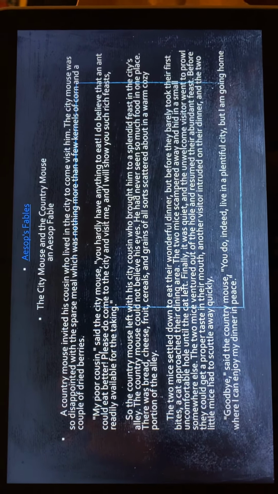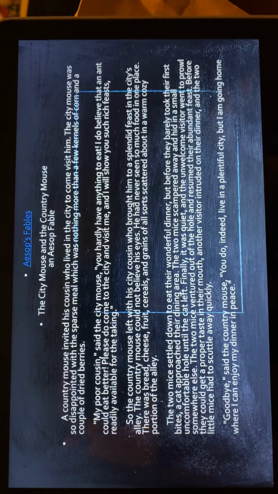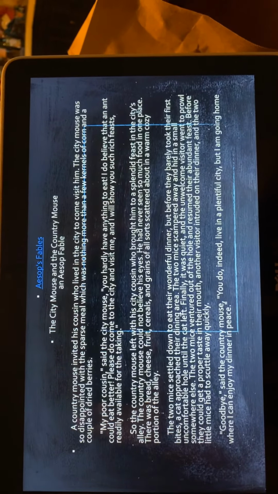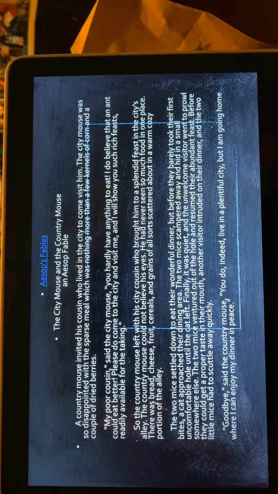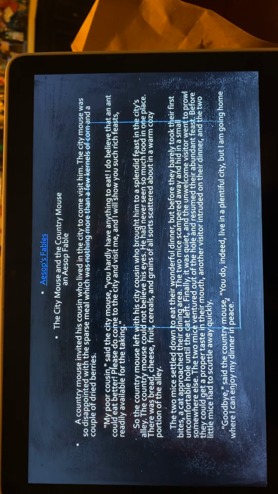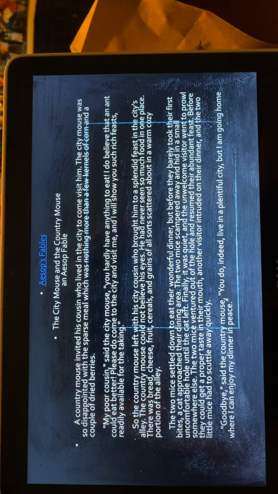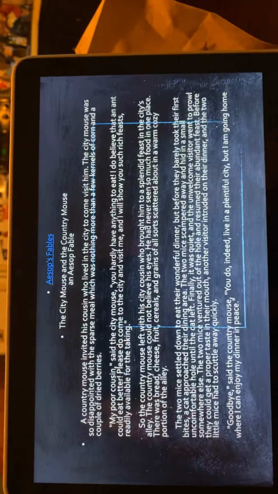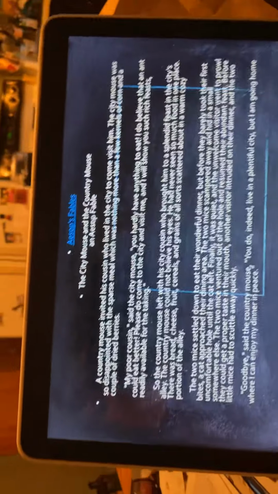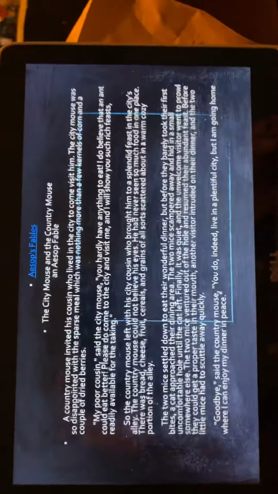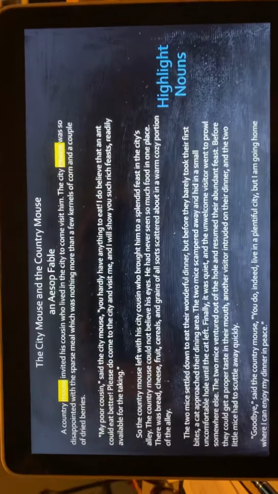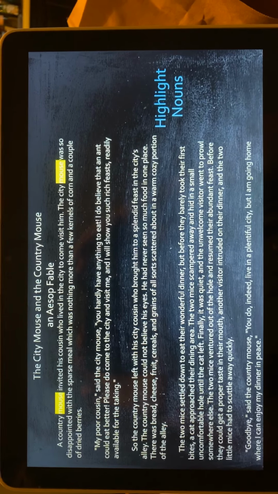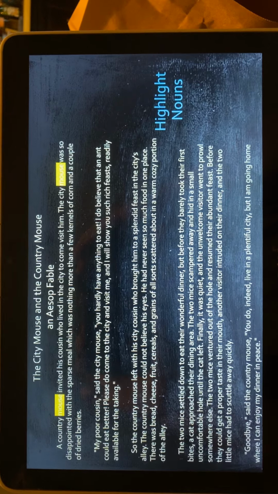I would put an example like this one we're doing, the city mouse and the country mouse. And this is the short story to show the students an example of where we can find nouns and pronouns in the different sentence structure, and we'll go sentence by sentence. So we'll read it together aloud, and then through the next example, we have highlighting the nouns, so we'll go sentence by sentence. So a country mouse invited his cousin who lived in the city to come visit him.